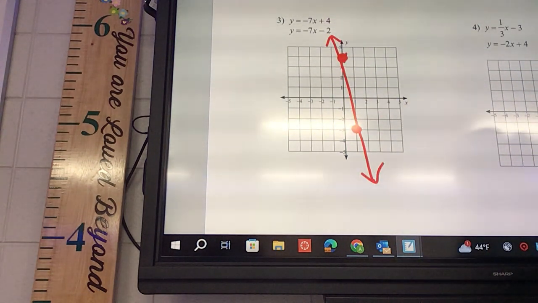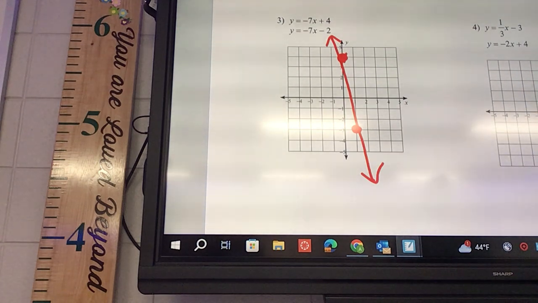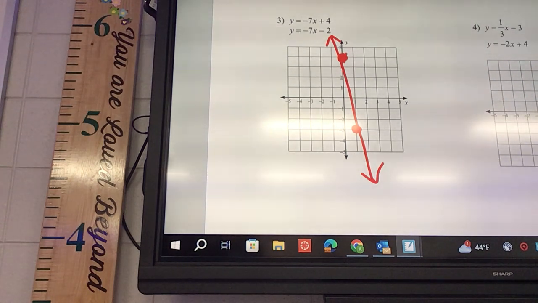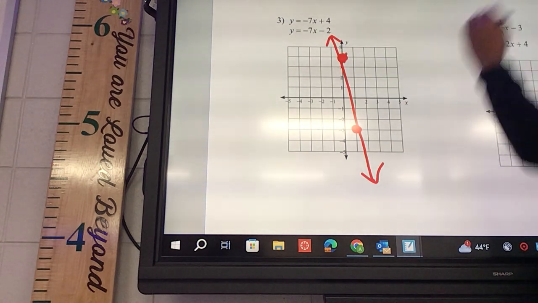Okay, so it should be going this way. So that's what you get for using pen, Matthew. Nobody's ever told you don't use pen in math class. Well, that's the only writing pencil I have, so. I have pencils everywhere.